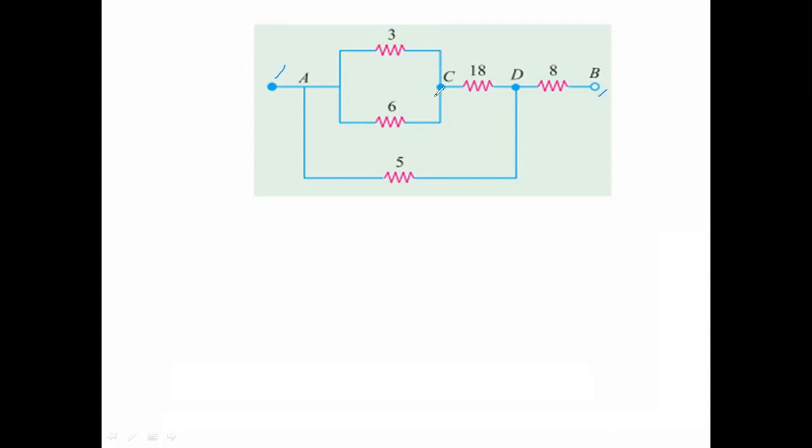So first of all, from A and B, how are these connected? First of all, 3 and 6 are connected in parallel. For 3 and 6 connected in parallel, how can we find the equivalent resistance? When two resistors are connected in parallel, the equivalent resistance is R1 into R2 by R1 plus R2.